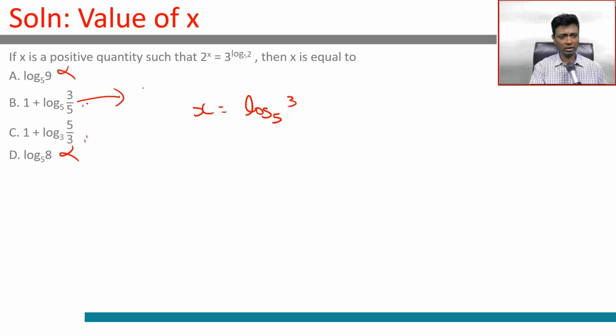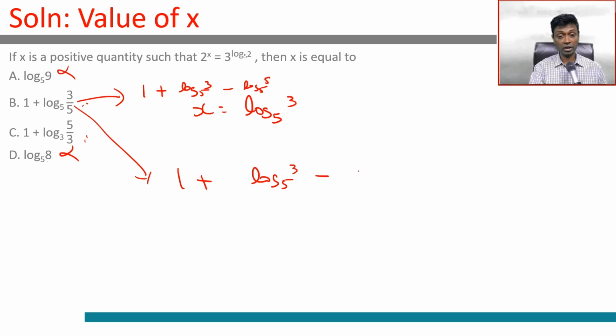Let's see this. Let us take 1 plus log 3 to the base 5 minus log 5 to the base 5. This choice will become, since log of x by y is log x minus log y, log 3 to the base 5 minus log 5 to the base 5. This goes away. Log 3 to the base 5, which is what it should be. Choice B. Wonderful question. Very tough question. Very interesting question. The choice also is interestingly phrased.